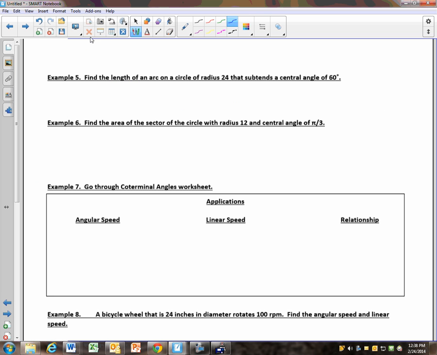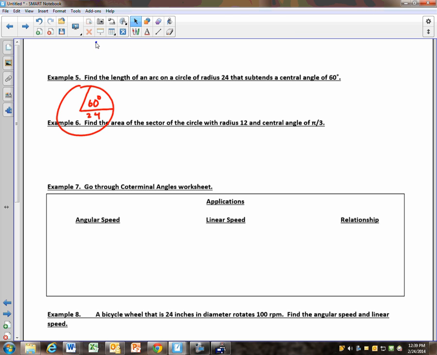Okay. Find the length of an arc on a circle of radius 24 that subtends a central angle of 60 degrees. So we've got a circle. We've got a radius of 24. We've got a central angle of 60 degrees. And what are we trying to find in this problem? We're trying to find arc length. And arc length is your S value.